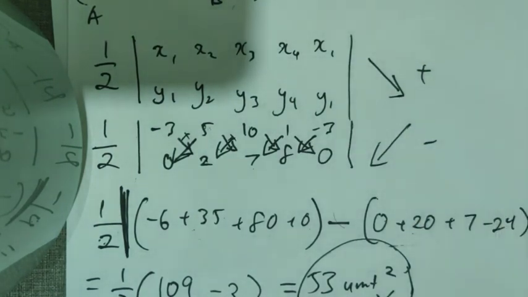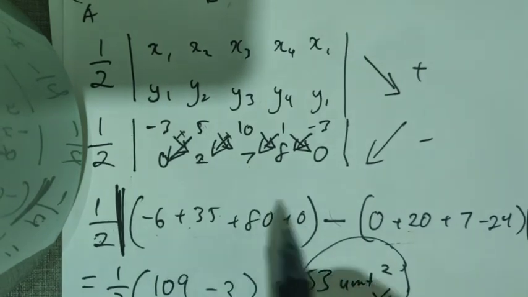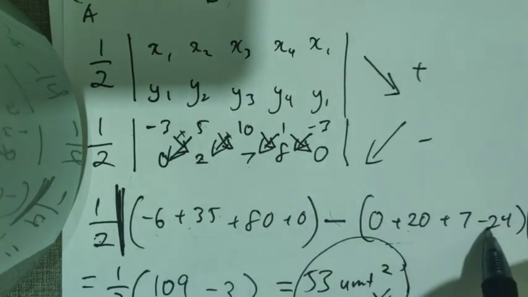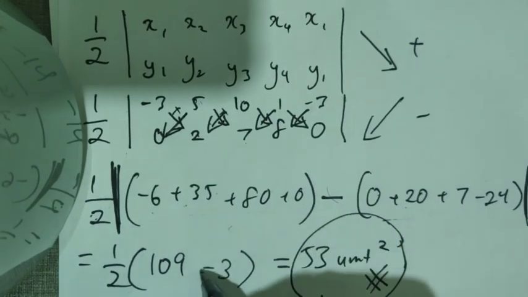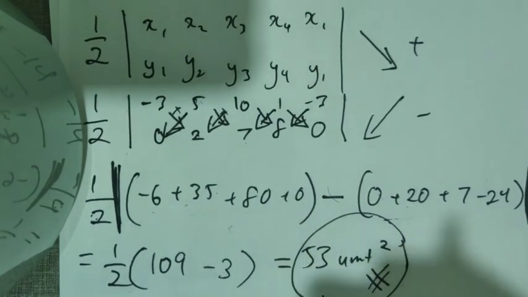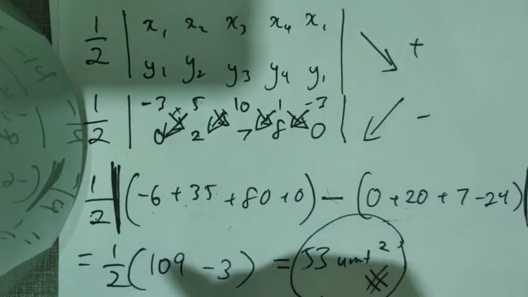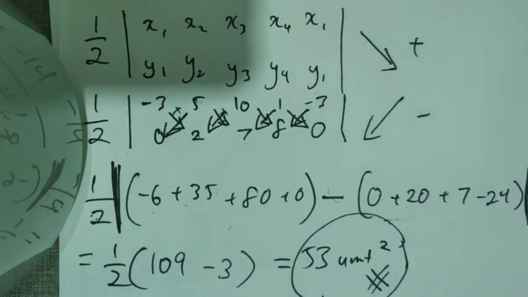-24. So when you plus all this together and then minus all these things together, you will get 109 minus 3, which is 106. And 106 divided by 2 equals 53 units squared. And that's how you tackle this question.